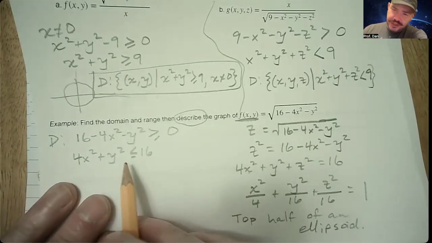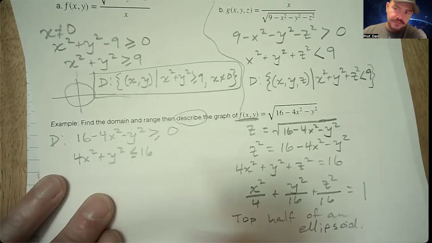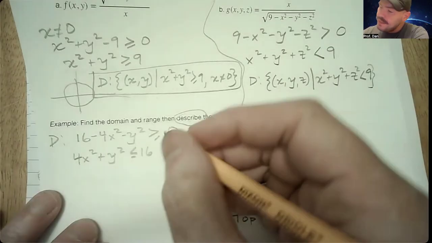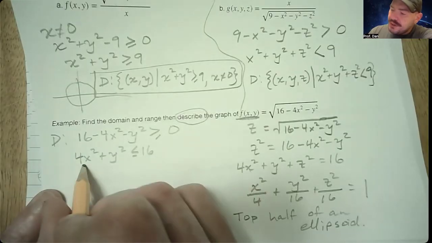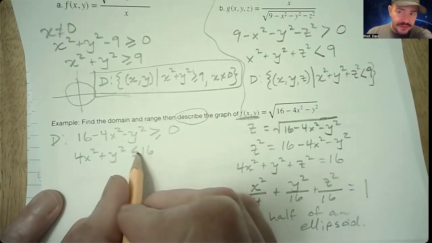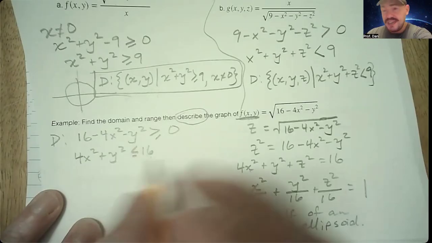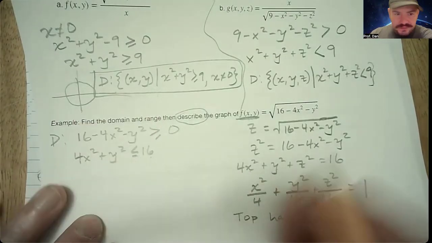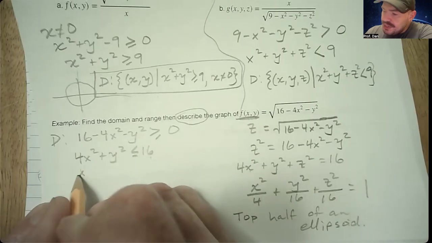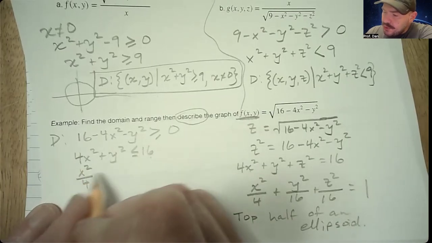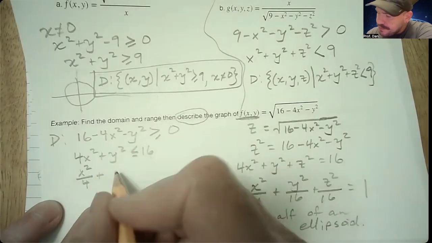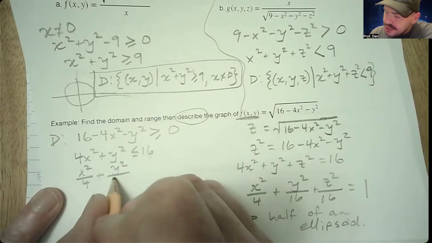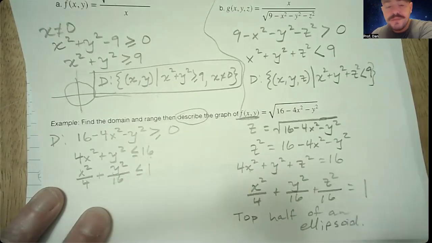If I want to rearrange this inequality to make it more of a standard form, I could divide every term by 16. Remember, you only have to flip the inequality if you divide by a negative. Since we're dividing by positive 16, this stays the same direction. So we would end up with x squared over 4 plus y squared over 16 is less than or equal to 1.